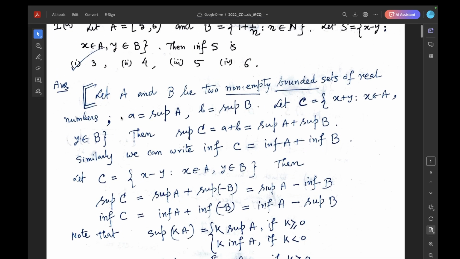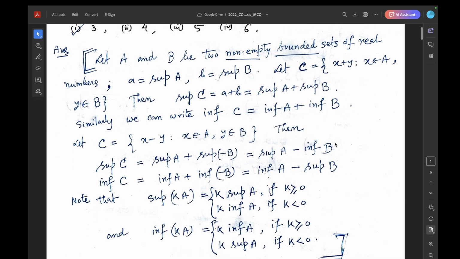Now, first we discuss some results relating to infimum and supremum. Let A and B be two non-empty bounded sets of real numbers, and let small a equal to supremum of A, small b equal to supremum of B, and let C equal to the set of all those x plus y such that x belongs to A and y belongs to B. Then supremum of C equals a plus b, that is, supremum of A plus supremum of B. And similarly, infimum of C equals infimum of A plus infimum of B.